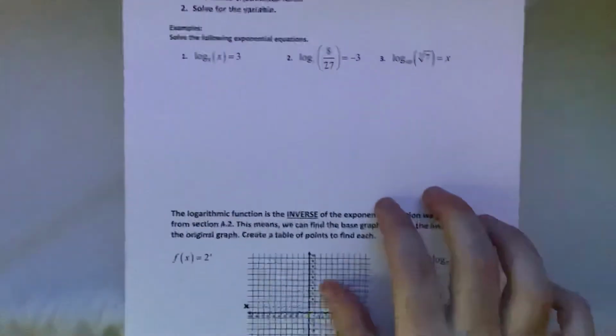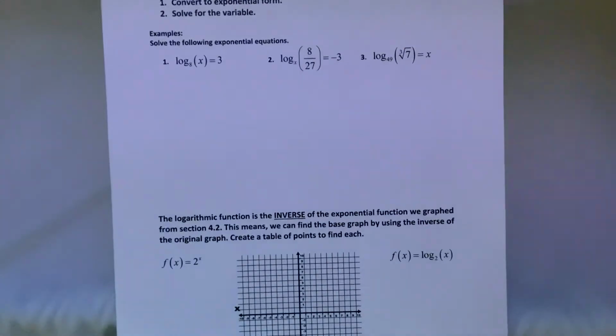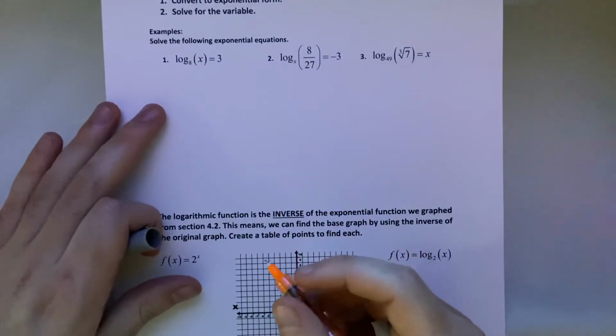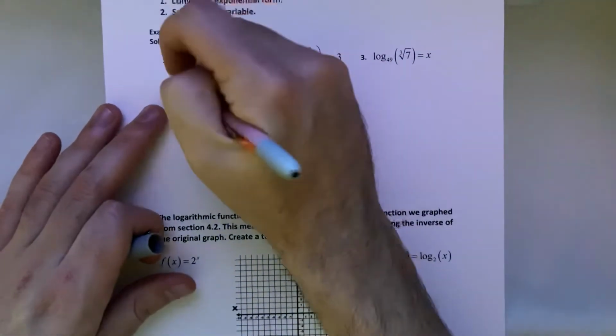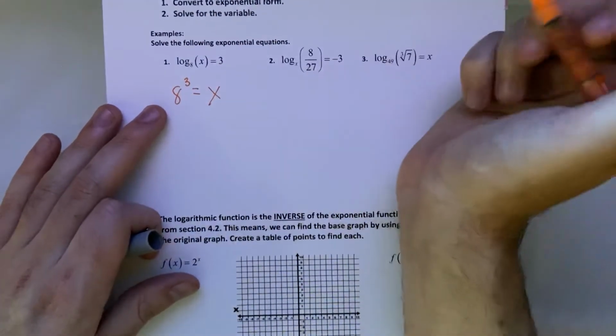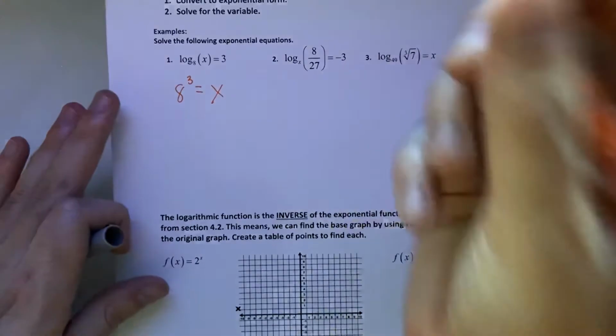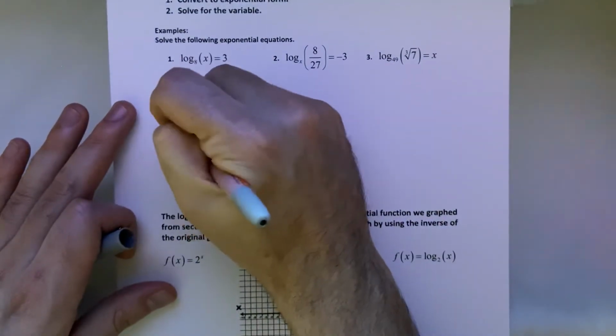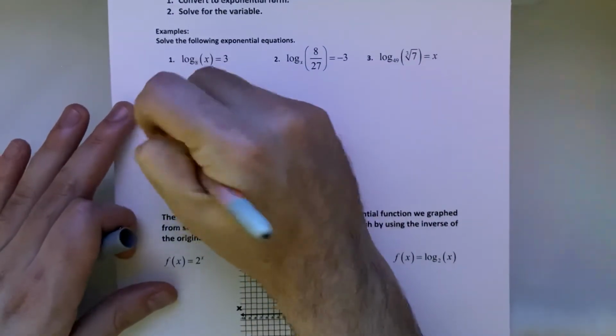So how do we solve logarithmic equations? We convert them to exponential form and simply solve them like we would have last chapter. So log base 8 of x equals 3. If we rewrite this, this is 8 cubed equals x. We know how to solve this. All we do is cube 8. So 8 cubed is 512 equals x, and we're just done.